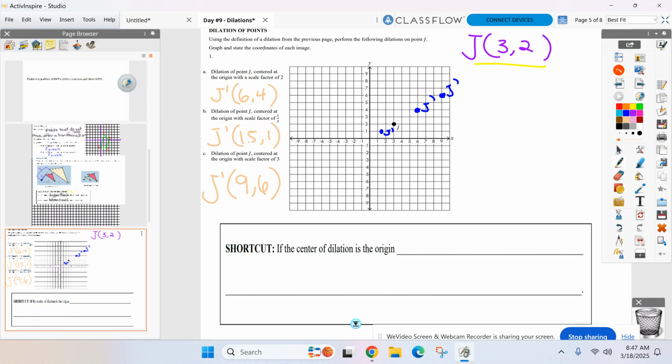1.5 comma 1. Yes. But I want to warn you, it's an awesome shortcut, but it only works one and only one time. If I'm dilating around the center or the origin. The center is the origin. This is the only time that it works. And again, let me just repeat what Jesse said. We're going to multiply the original coordinates by the scale factor.